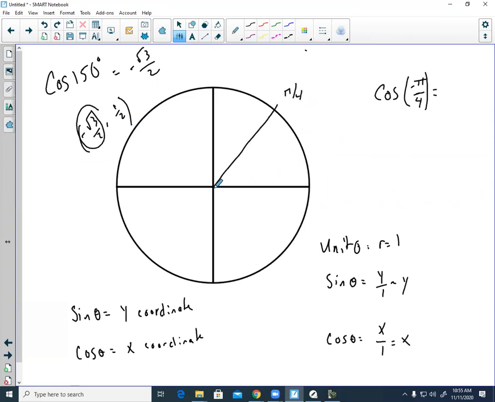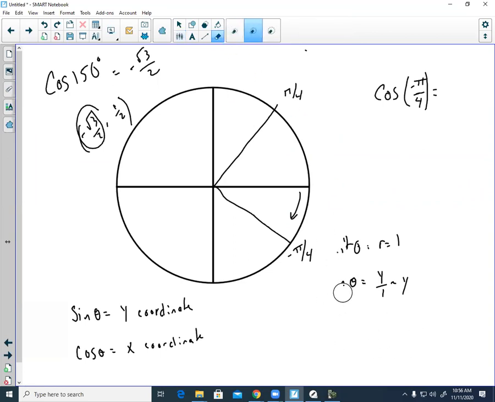So if I'm doing the negative angle, it's in the exact same spot, it's just in the negative direction, right? It's just going this way. So cosine of negative pi over 4, you could also find the coterminal angle. You could do a lot of different things to figure out where this angle is. But the cosine of negative pi over 4 is in the exact same spot as 7 pi over 4. You could use the coterminal angle to figure that out, or however you want to figure that out. So this is in the same spot as 7 pi over 4.